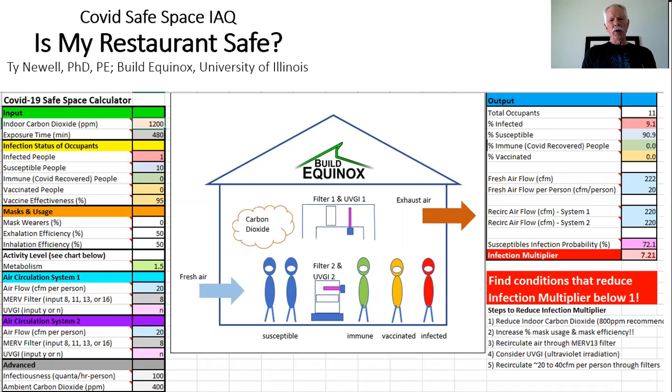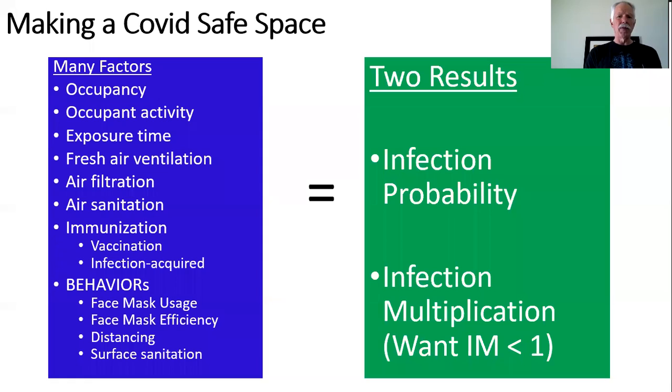My name's Ty Newell, and this video is to look at how to make a restaurant a COVID safe space. Using the COVID safe space IAQ calculator, you can determine, relative to the size of your restaurant and activity level, what changes you might need to make to create a COVID safe space and what impact that might have on your ventilation costs, on your activity costs within the space.